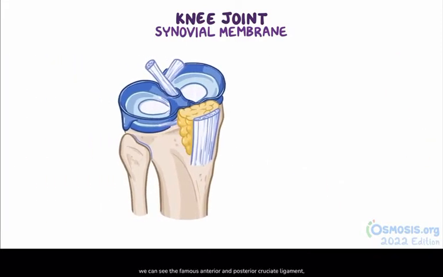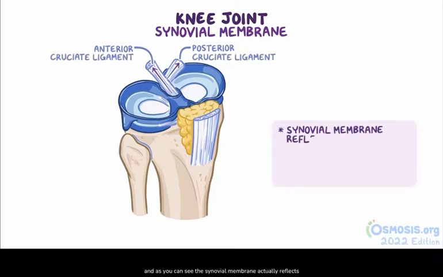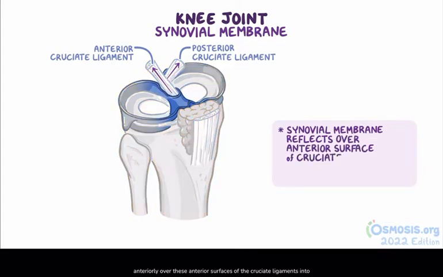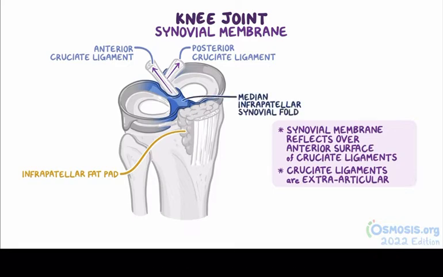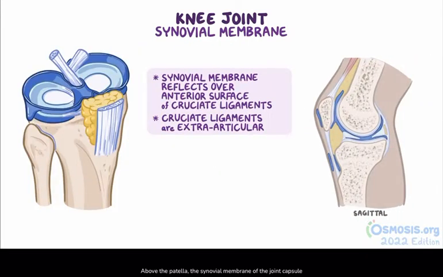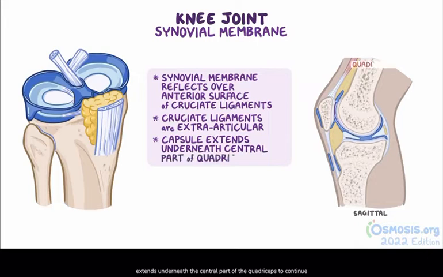From this view, we can see the famous anterior and posterior cruciate ligament. And as you can see, the synovial membrane actually reflects anteriorly over these anterior surfaces of the cruciate ligaments into the intercondylar region, instead of going behind them. Meaning, the cruciate ligaments actually lie posterior and outside of the synovial-lined articular cavity, so they're considered extra-articular, in addition to lining the posterior surface of the infrapatellar fat pad, making this extra-articular as well. The anterior synovial reflection creates a median infrapatellar synovial fold. Above the patella, the synovial membrane of the joint capsule extends underneath the central part of the quadriceps to continue with the synovial lining of the suprapatellar bursa.